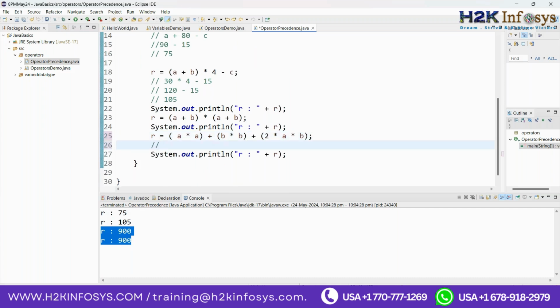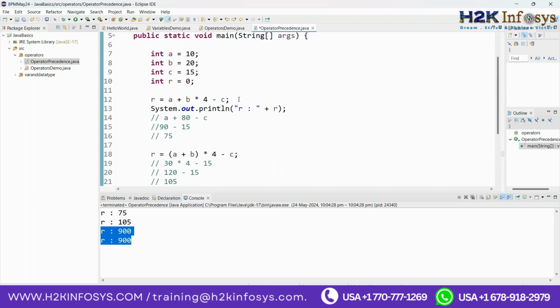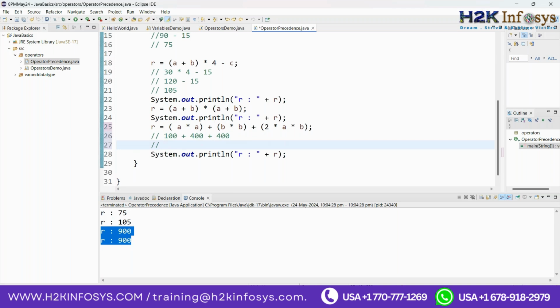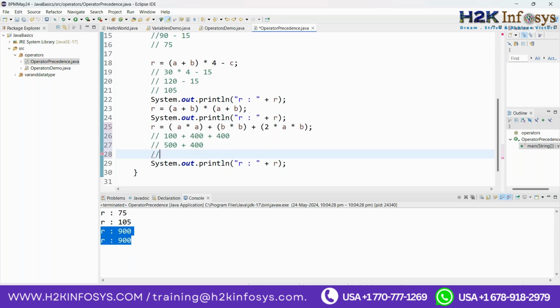So that means here a into a, 10 into 10, 100, plus b into b, 20 into 20, 400, plus 2 into a into b, 2 into 10 into 20, 20 into 20, 400. Now tell me the total. 500, then 900. Even if you see now, both are having the same operators, right? So 500 plus 400, finally 900. Correct? Agree? Yes. Simple. That's it. This is how we got 900.